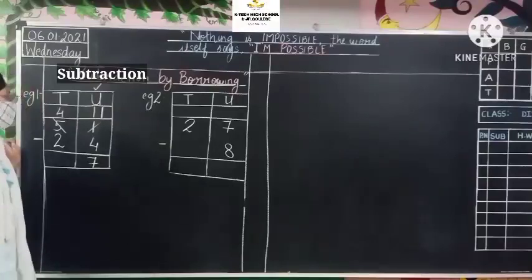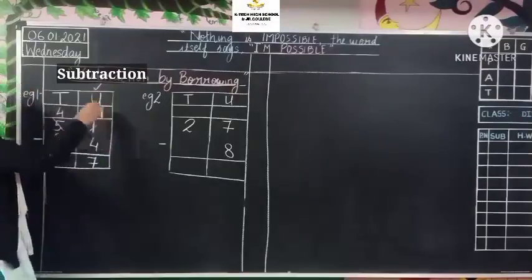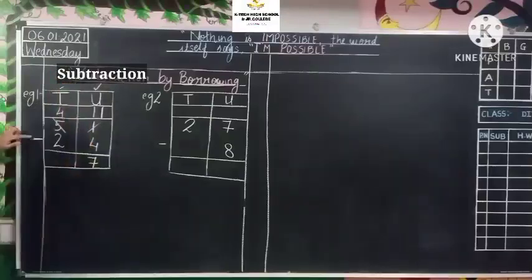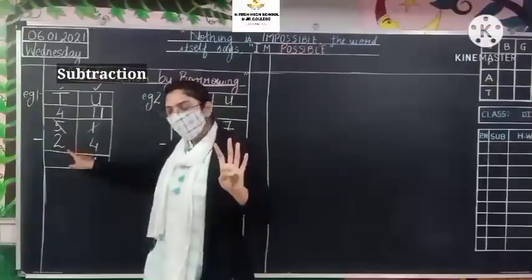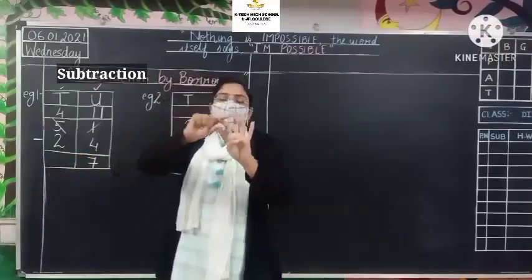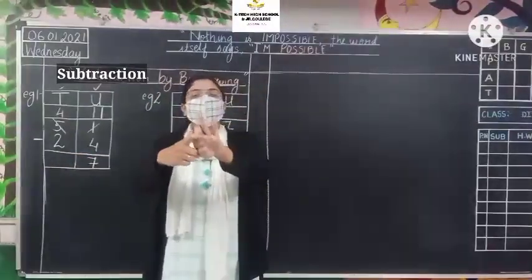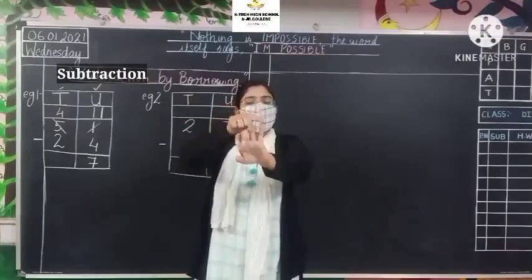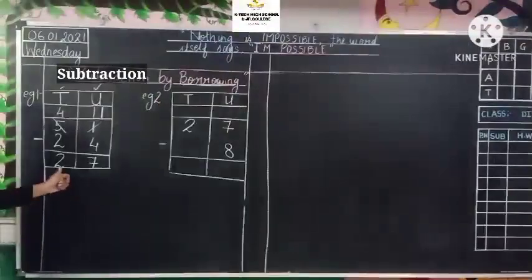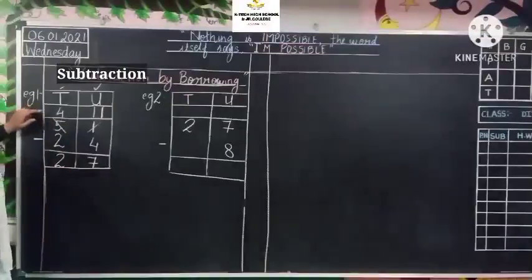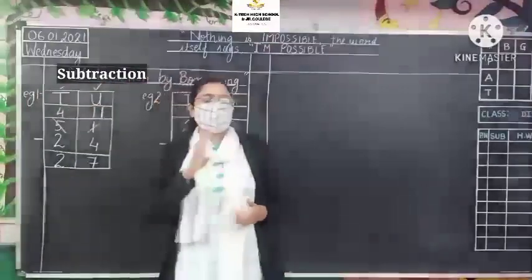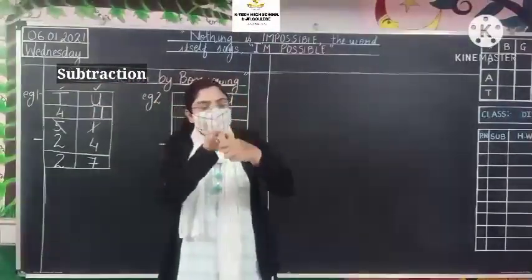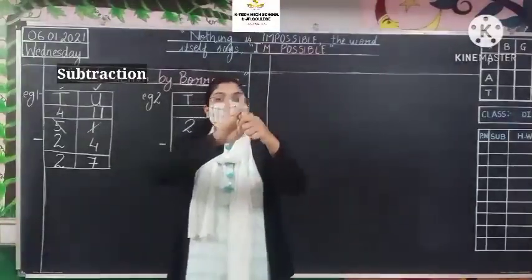Got it, students? Now you have completed the units place. Now come to the tens place. 4 minus 2. There are 4 fingers here. Minus means to remove. How many fingers do we have to remove? 2. 1 and 2. I have removed 2 fingers. How many fingers are with you, students? 1 and 2. So this is 27. Because 4 was the bigger number, from it you can remove 2. If 4 is there, you can remove 2 fingers. But from 2 fingers you cannot remove 4 fingers.